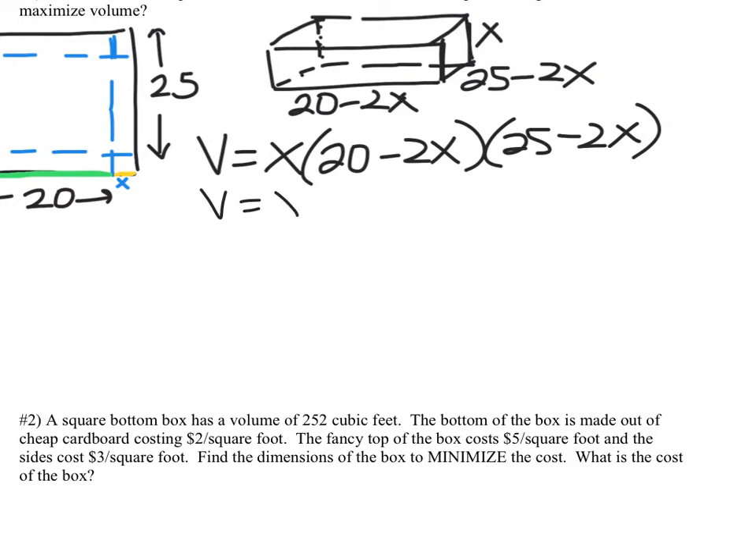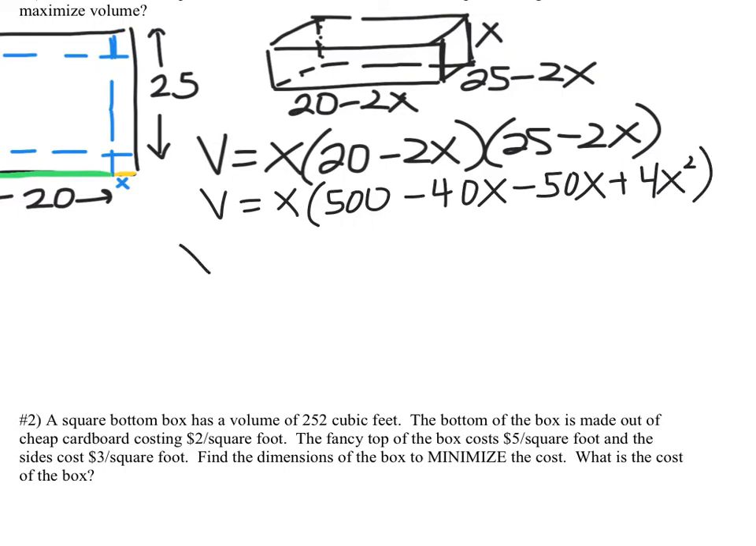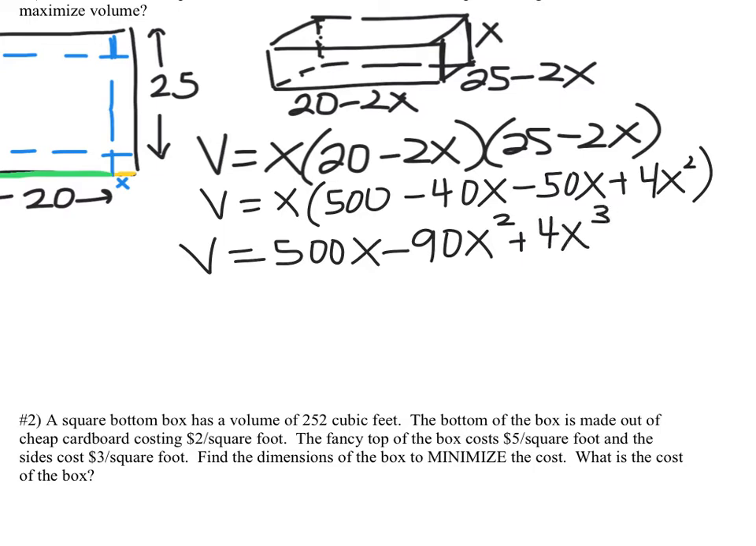I would leave the x out front for now, or you can distribute it in. I would just distribute at the end. But 20 times 25 is 500. Outside gives me negative 40x. Inside is negative 50x. My last term would be 4x squared. So the volume would be 500x minus 90x squared plus 4x cubed. Everybody okay with that?